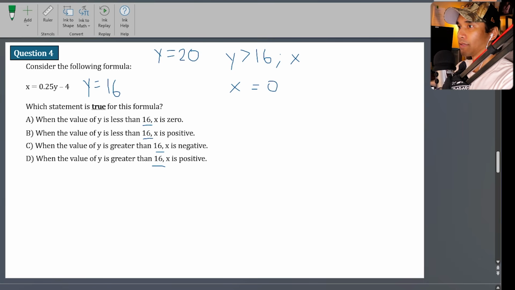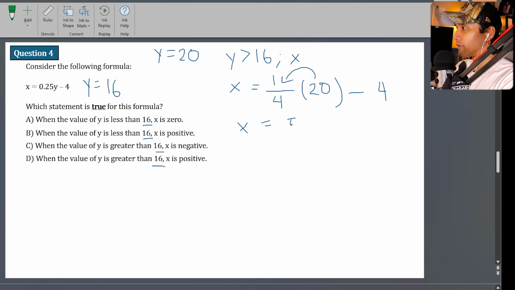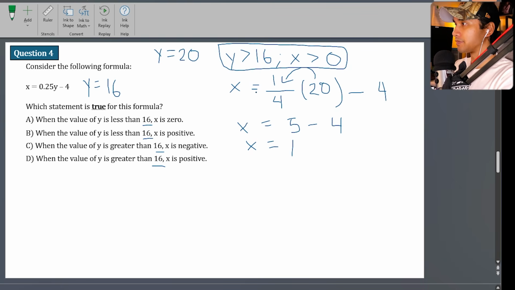Oops, I want to change this to 1/4 times y, which I made 20, minus 4. Then times the 20 by 1 and divide by 4. 20 divided by 4 is 5. 5 minus 4, then we get x equaling 1. And we get positive x values. So this is what happens when we set our y values greater than 16.